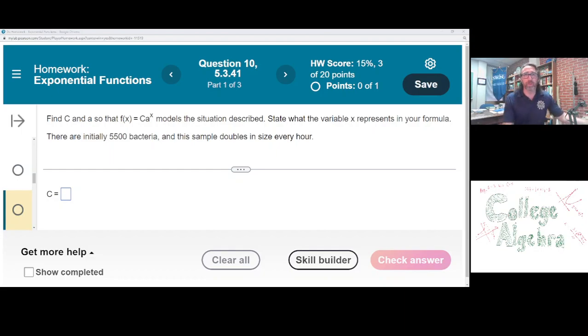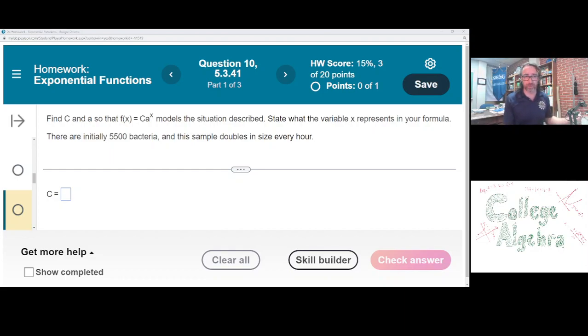In this video, I thought I would do one or two applied problems from my math lab for you to help you get a feel for what these are about. So this problem reads, find c so that f of x equals c times a to the x models the situation described. We're going to have a scenario given to us that we can use an exponential function to model. It says there are initially 5,500 bacteria, so we could pretend we have some sample in a petri dish, and the sample doubles in size every hour.